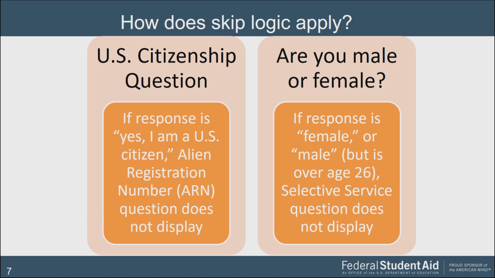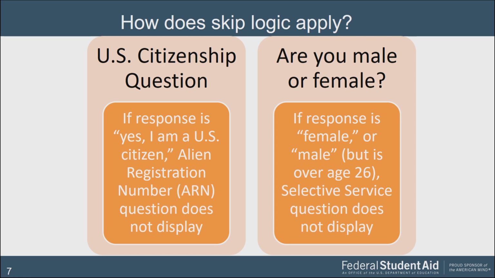So here are some easy ones that we start with. The first one is the U.S. citizenship question. If you say, yes, I'm a U.S. citizen, we're not going to show you the alien registration number question. But conversely, if you answer, yes, I'm an eligible non-citizen, then we are going to show the alien registration number question, and we're going to make the user actually answer that question because of how they answered the citizenship question.